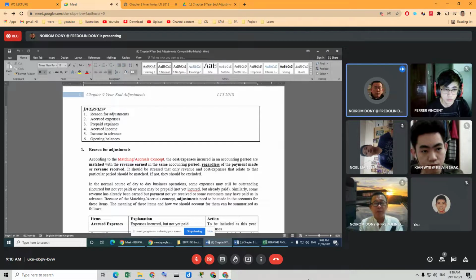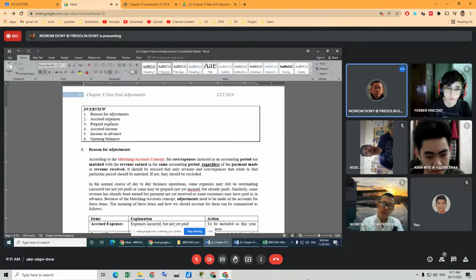If it's prepaid expenses, as what I've explained to you, expenses that are paid in advance, the money still belongs to the business because the expenses have not been consumed yet. So meaning it is an asset. It's the opposite. Just remember one thing, accrued expenses is a liability. So prepaid expenses will be the opposite, an asset. So debit balance.